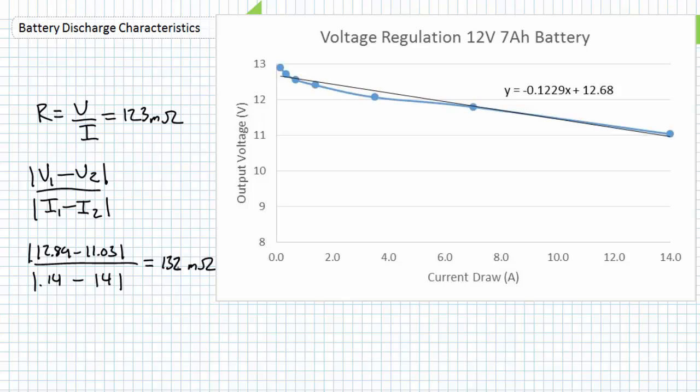Additionally, one could take two proximal data points and determine the slope between them, or resort to calculus to find increasingly accurate representations of internal resistance at that particular moment.